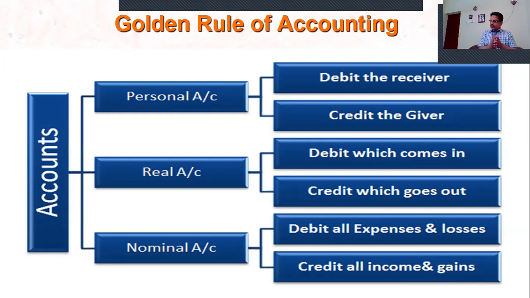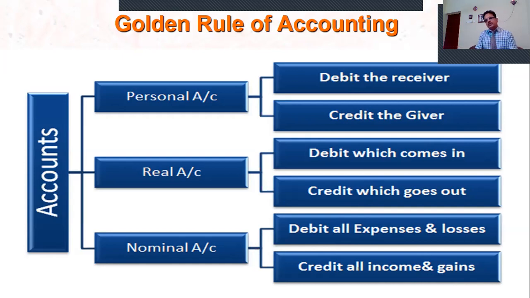It says we classify accounts into three groups: personal account, real account, and nominal account. Personal accounts are the accounts of persons, companies, banks, or any other institutions. A company, bank, or any other institution is considered a person in the eye of law, so it is considered an artificial person. Normal human beings are natural persons. So for personal account: debit the receiver, credit the giver. The one who receives, debit his account. The person who gives something, his account will be credited.